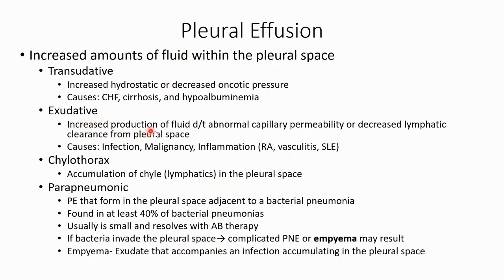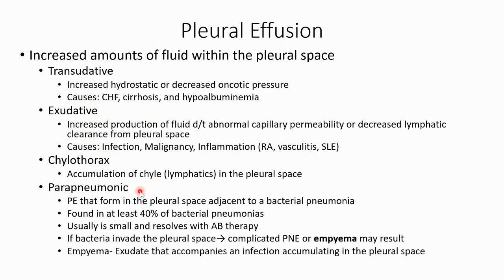An exudative, increased production of fluid due to, why is the fluid accumulating in the pleural space? There's an abnormal capillary permeability or a decreased lymph clearance from the pleural space because of something that has infection or inflammation. So any type of infection, pneumonia, malignancy, any of this that can cause inflammatory cells. So it's not like a clear transudative, it's a cloudy looking fluid. Okay. Chylothorax, remember, it's an accumulation of the lymphatics in the pleural space.